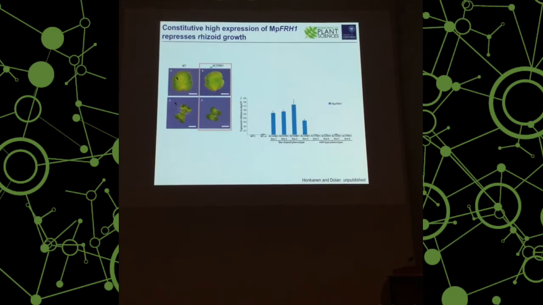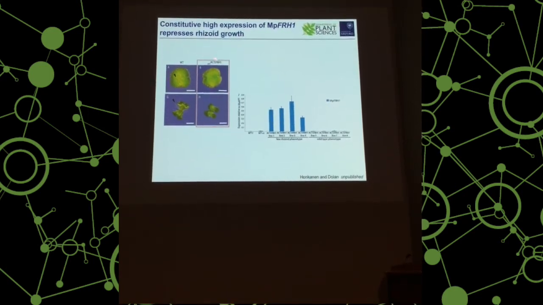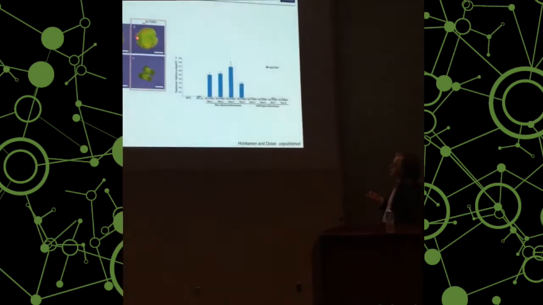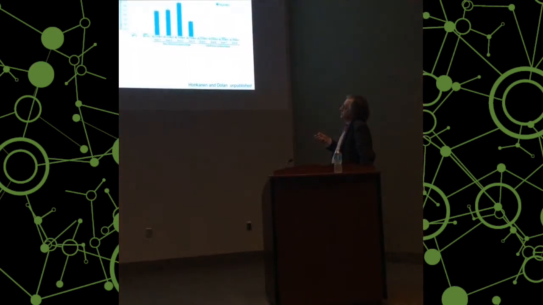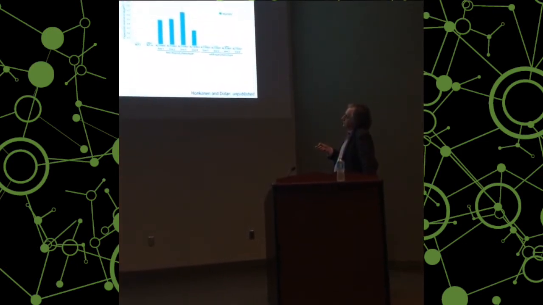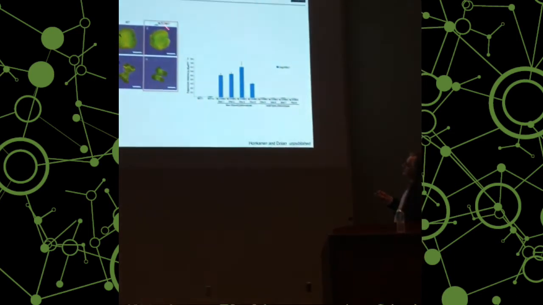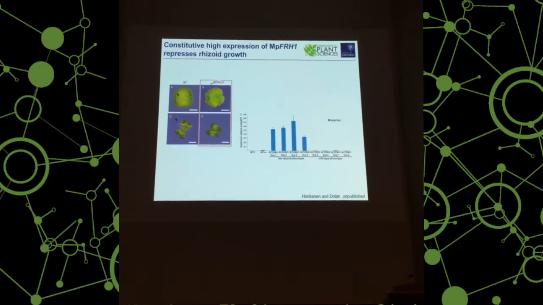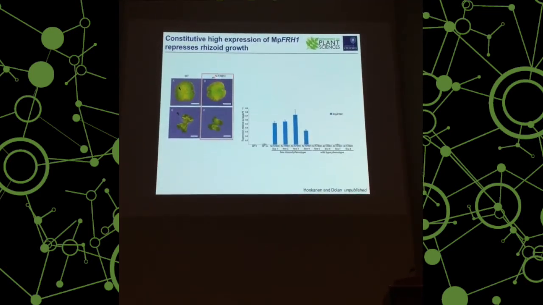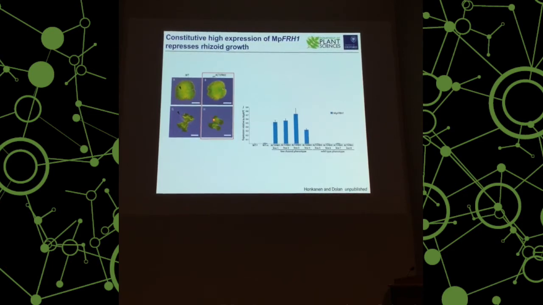So just to make sure that we actually had gain of function mutations, we introduced the 1.2 kb transcript into Marchantia under the constitutive actin promoter. So here's wild type. You've got those precursor cells and you've got your rhizoids. Now we're taking the 1.2 kb transcript and we're ectopically expressing it at high levels. And you can see that we're repressing the formation of the precursors and of course no rhizoids form.